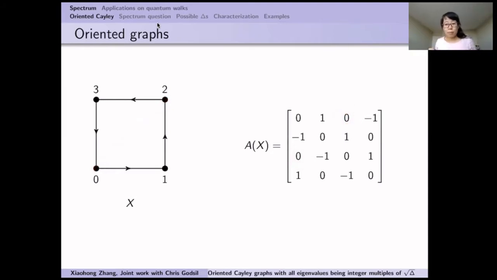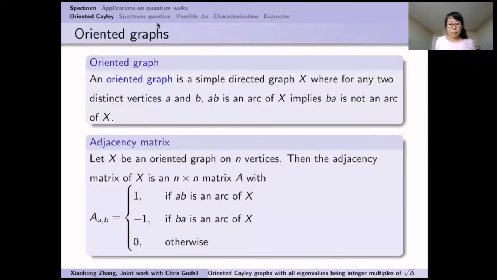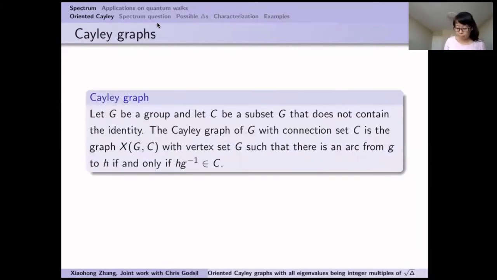It is a skew-symmetric matrix. So that's the more formal definition. For an arc from A to B, we have the AB entry being 1.